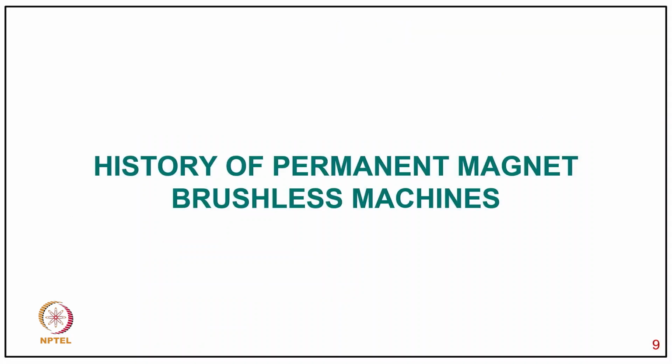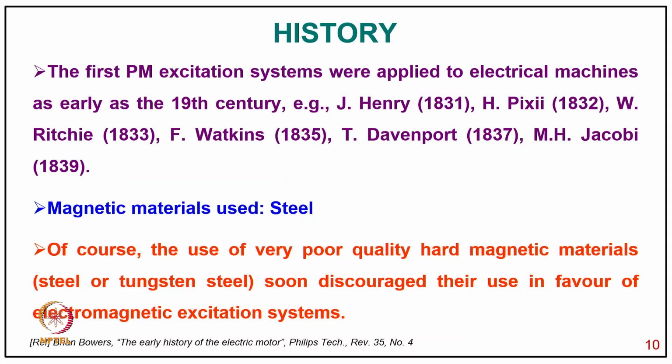Now, coming to the history of permanent magnet brushless machines. The first permanent magnet excitation systems were applied to electrical machines as early as the 19th century, with examples like J. Henry in 1831, H. Pixii in 1832, W. Ritchie in 1833, F. Watkins in 1835, D. Davenport in 1837, and M. H. Jacobi in 1839. The magnetic material used was steel. Of course, the use of very poor quality hard materials, steel or tungsten steel, soon discouraged their use in favor of electromagnetic excitation systems.